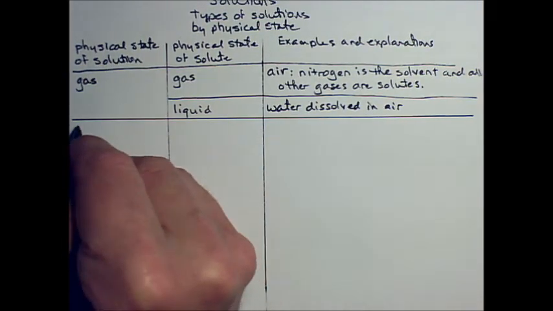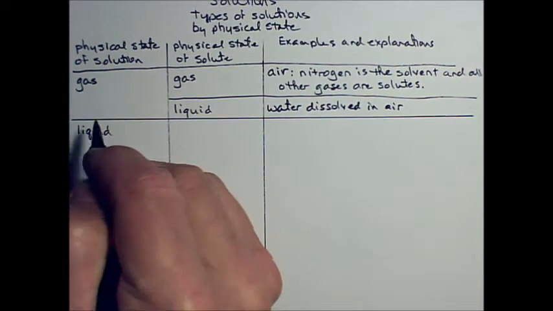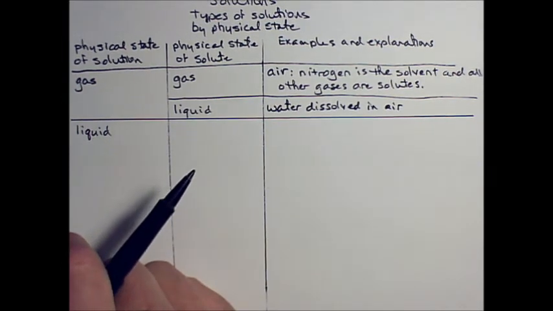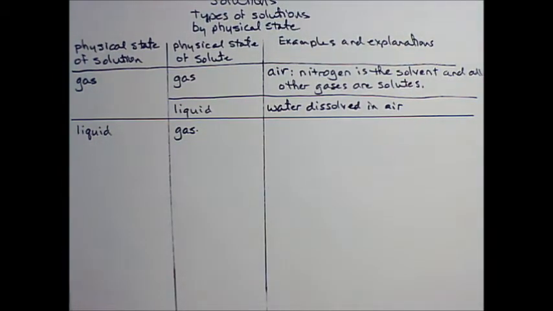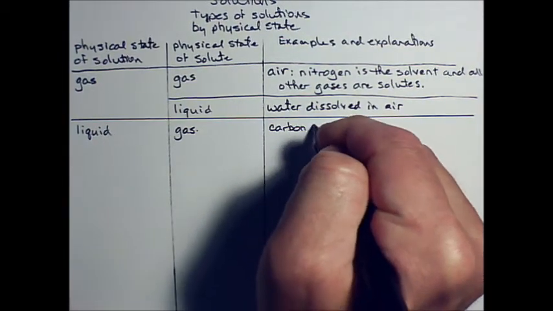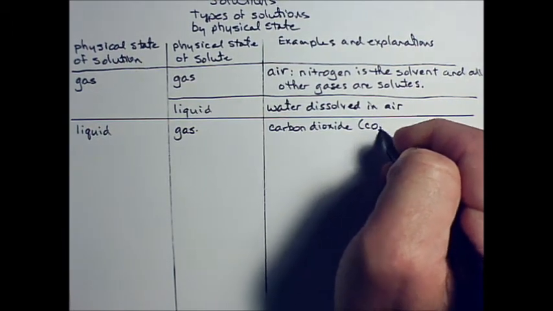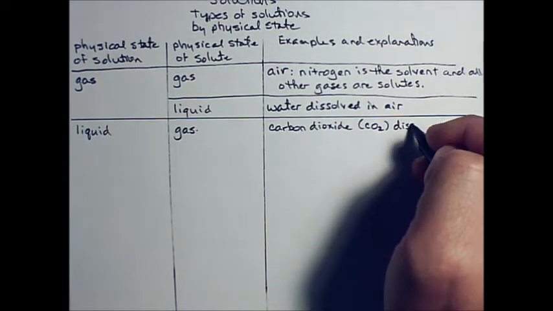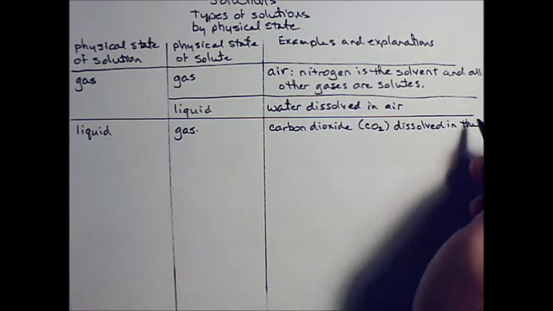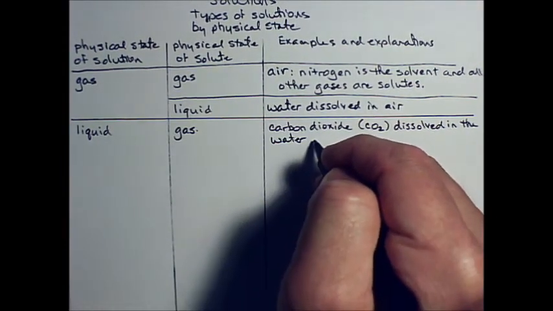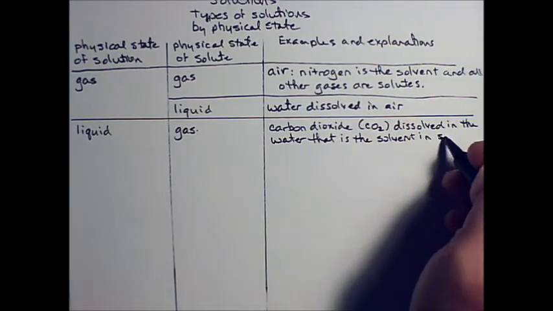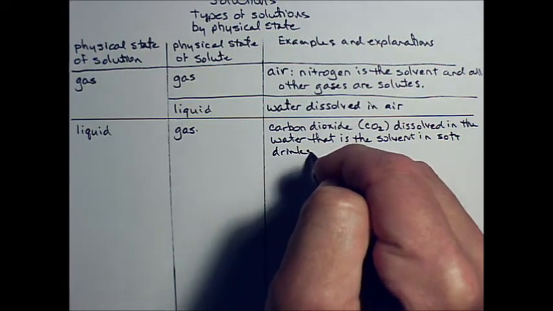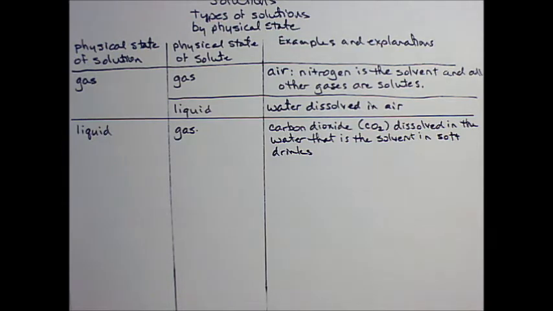Okay, so if we have a liquid solution, we can dissolve gases and liquids and solids in liquids. Some examples of gases dissolved in liquids would include carbon dioxide dissolved in the water that is the solvent in soft drinks. That's an example of a gas dissolved in a liquid.